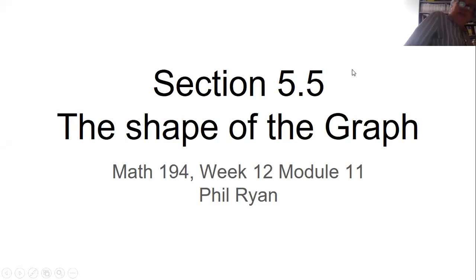Okay, welcome. It's time for Module 11 in week 12. This is Wednesday of week 12. We're looking at the shape of the graph, so what the derivative can tell us about the graph of a function, and in particular, we're interested in extreme values of the function.